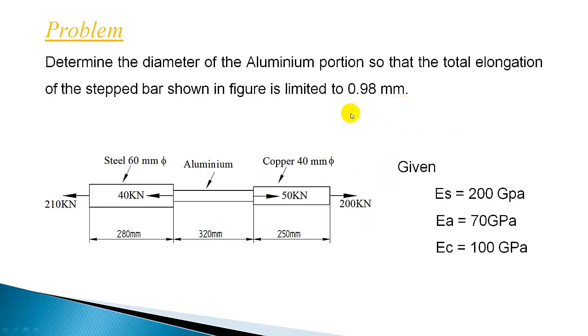So instead of finding out the total elongation, we are finding out one of the unknowns. It can be anything, like it can be the diameter or it can be the length of one of the portions. One of the unknowns we can solve. So in this case it is the diameter instead of the total change in length. Now let us work it out.